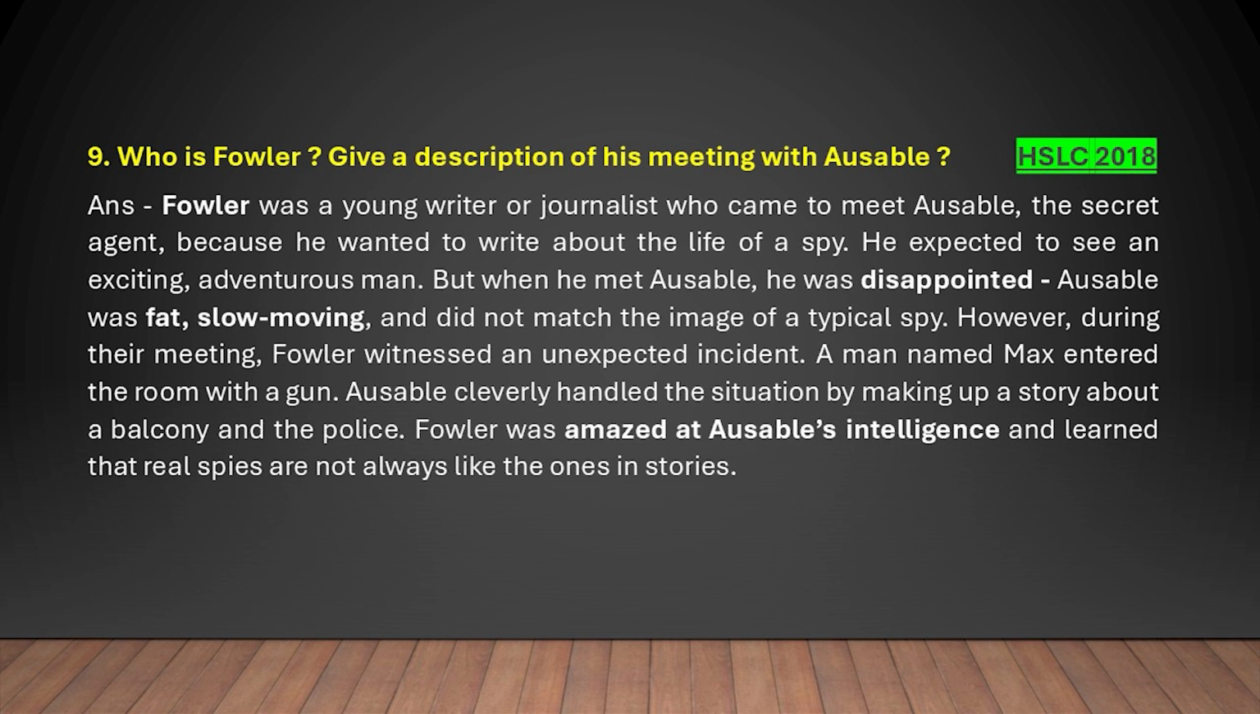However, during their meeting, Fowler witnessed an unexpected incident. A man named Max entered the room with a gun. Ausable cleverly handled the situation by making up a story about a balcony and the police. Fowler was amazed at Ausable's intelligence and learned that real spies are not always like the ones in stories.